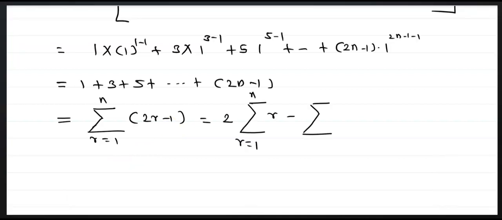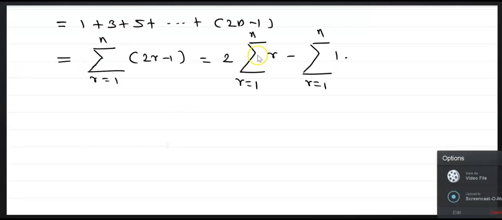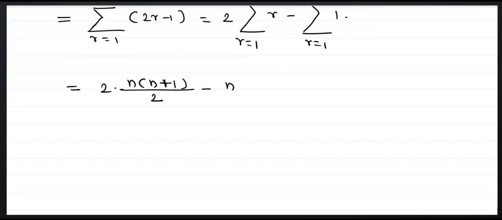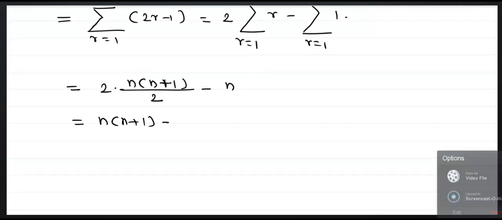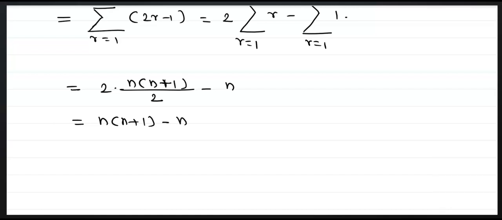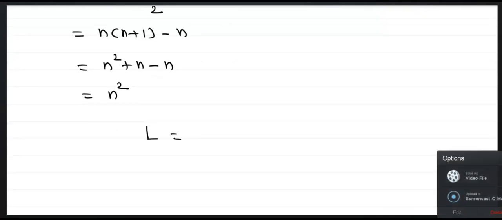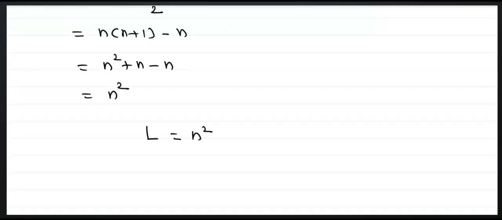that is summation of r. The sum of r is n into n plus 1 upon 2 and the summation of 1 is n. Therefore 2 into n into n plus 1 upon 2 minus n. Now here these two get cancelled, that is n into n plus 1 minus n. n square plus n minus n, and the final answer is n square. Therefore L is equal to n square. This is the final answer.